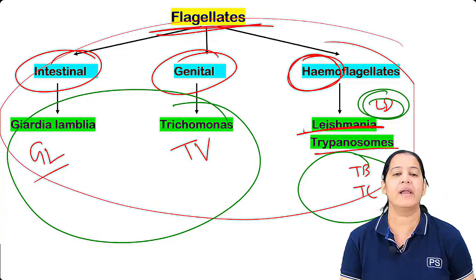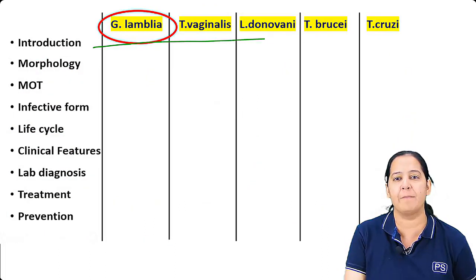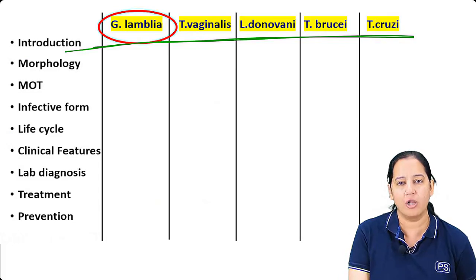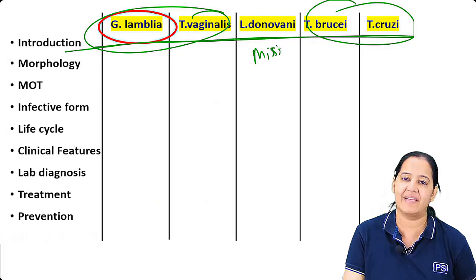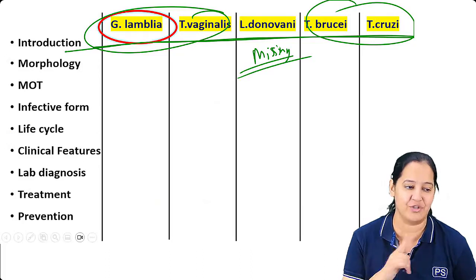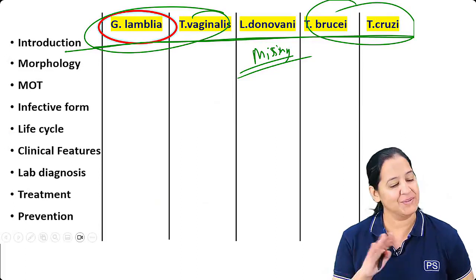Okay. So let's start with Giardia lamblia. Can I start Giardia lamblia? I want you to have a comparative analysis of all 5. Although in my charts, these 2 and these 2 are given. This is missing by mistake. Next time, I will complete it, for the next batch, not for you people. For your juniors, I will complete it. Anyways, so these 5 we have to complete.